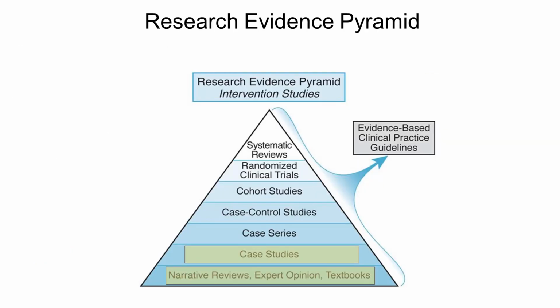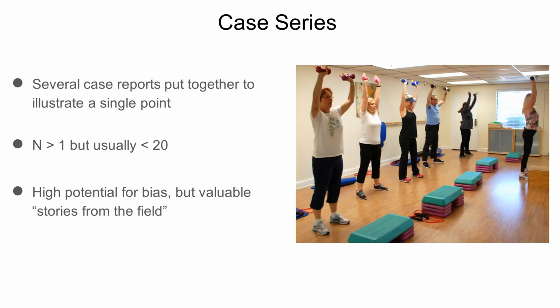And again, back to the research evidence pyramid, you can see we've covered the bottom two rungs and are moving up to case series. A case series, as the name implies, is nothing more than several case reports put together in a single manuscript to help show how a particular intervention or a particular kind of unique pathology was treated. The case series has more than one person that was treated, but it's usually less than 20. And it is a valuable source of evidence. It is just one rung up from the case study.